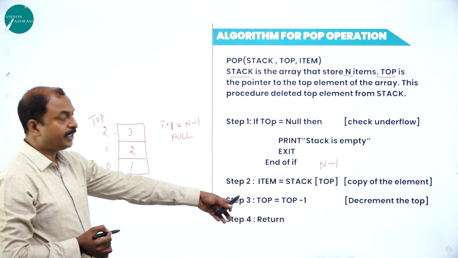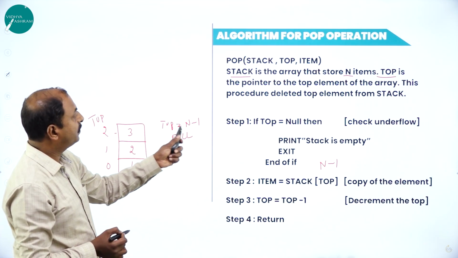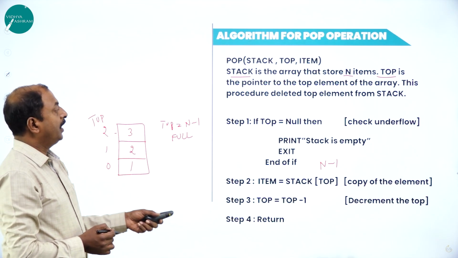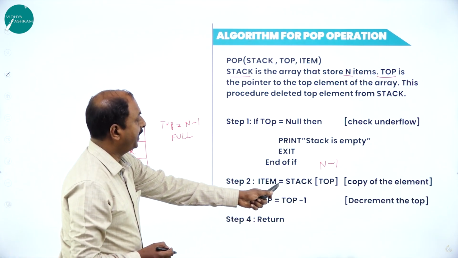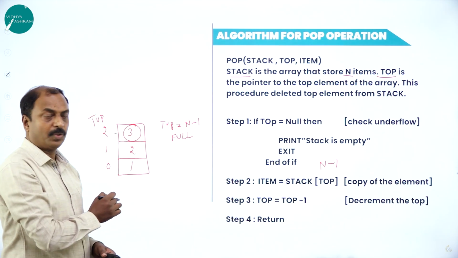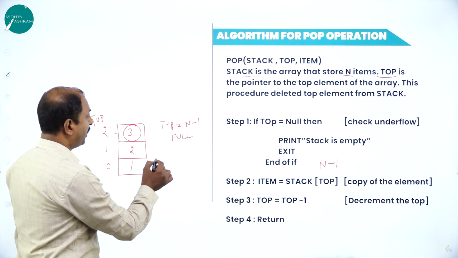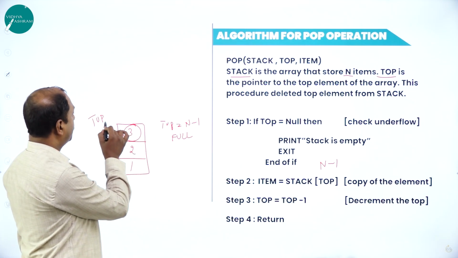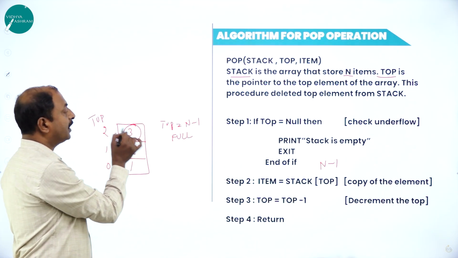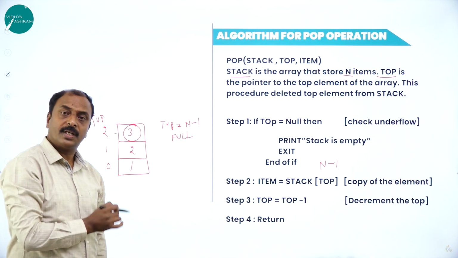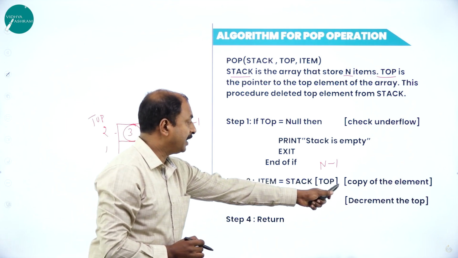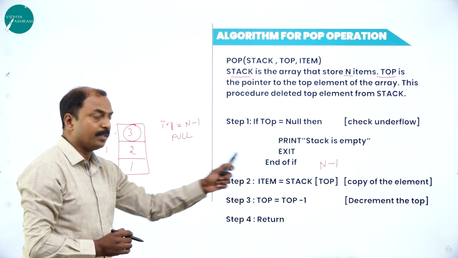The pop condition, first we have to check whether the stack is empty or not. If it is empty, it cannot be removed. Now, in this example, 3 is the first item to be removed. So, here item equals top. This is the top of n minus 1. N minus 1 is the pointer for the last data item. So, that has to be removed. So, the item is copied to the variable item here.